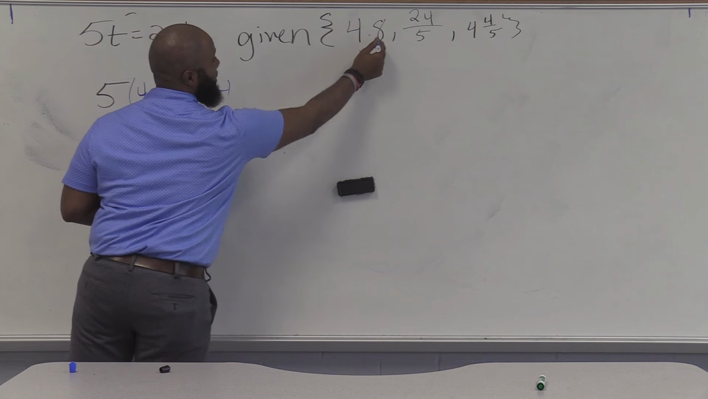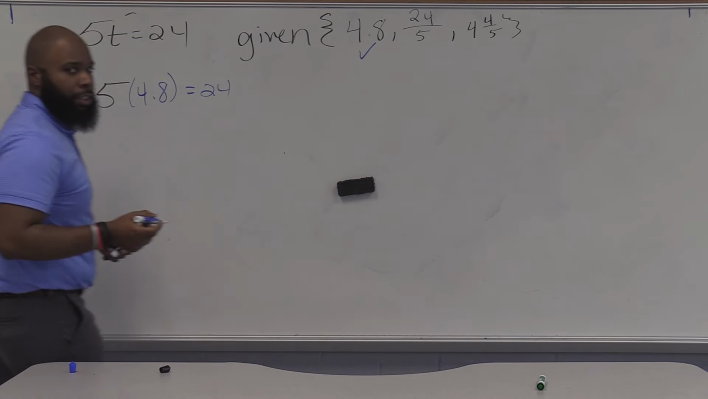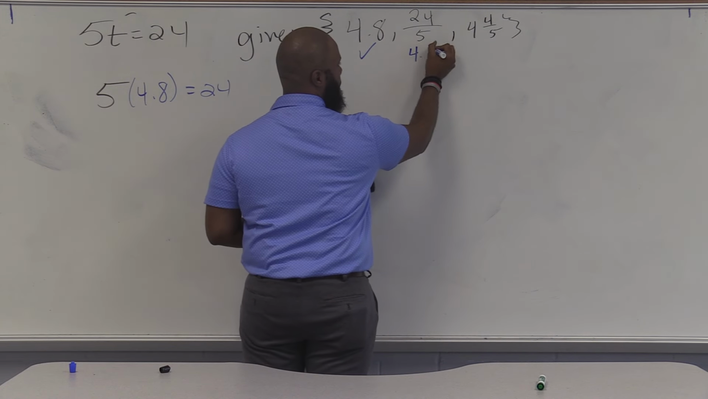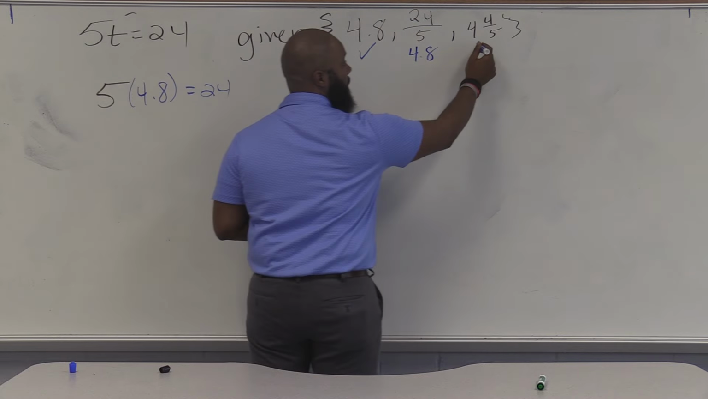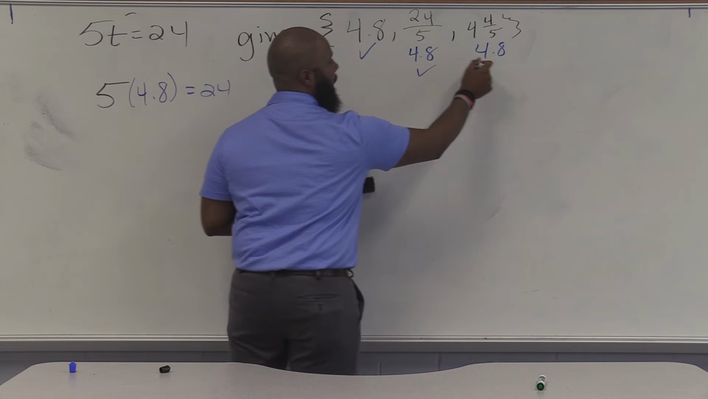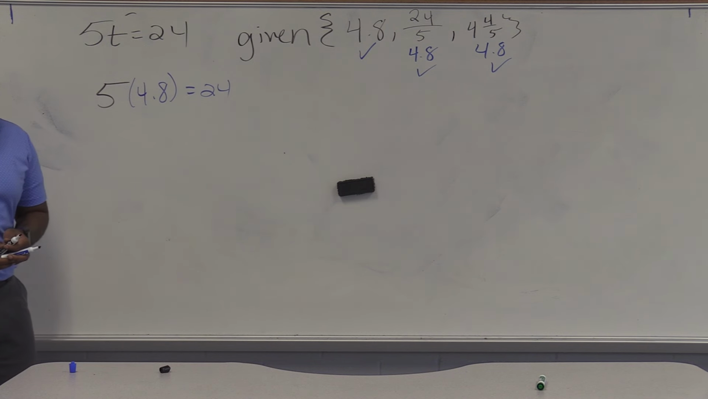It does. So now I'm going to continue to, wait a minute, I see something. I want to see if you see it. I'm going to give you a second. All of these, hopefully you saw it, all of these are equivalent. 24 over 5 is 4.8. And 4 4/5 is 4.8. So all of these are equivalent. So all of these have to be answers to my equation.